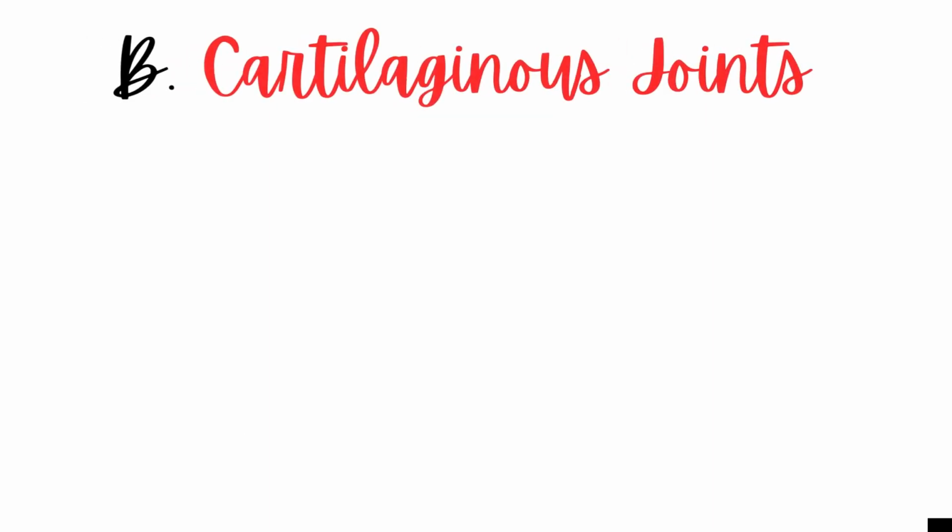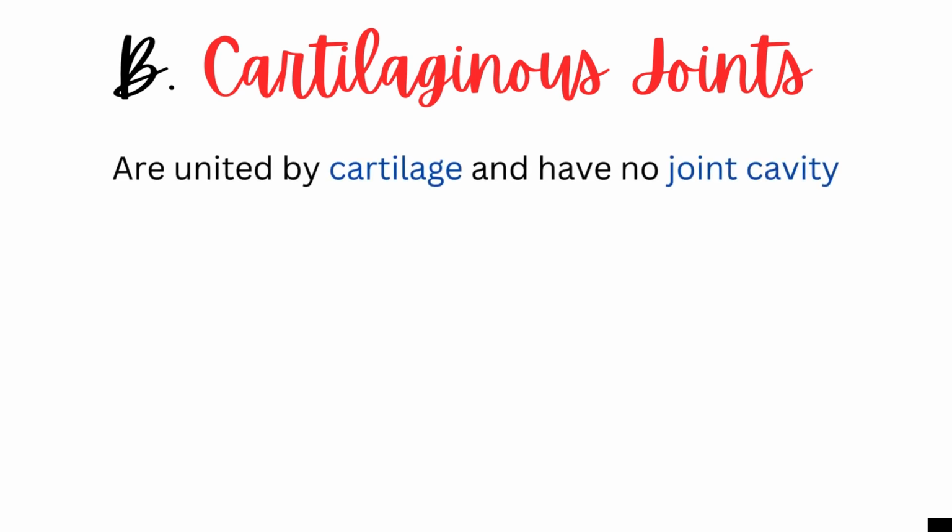Now the second one is the cartilaginous joint. Cartilaginous joints are joints that are united by cartilage, and they have no joint cavity, similar to the fibrous joint, but they do have cartilage. So a joint having cartilage but not fibrous tissue is termed a cartilaginous joint. The fibrous joints we discussed earlier had fibrous tissue, while the cartilaginous joints have cartilage only.